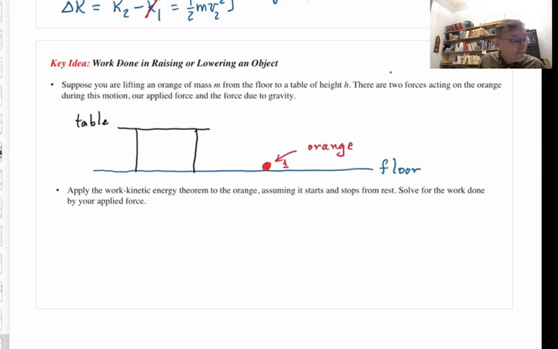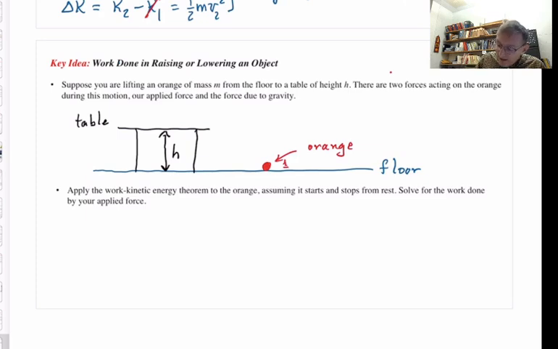4 legs and a top. Let's say it's, well, we know its height is h. And we're going to take the orange from point 1, and we're going to lift it, right? We're just going to pick it up in our hand and lift it and carry it and put it on the top of the table.